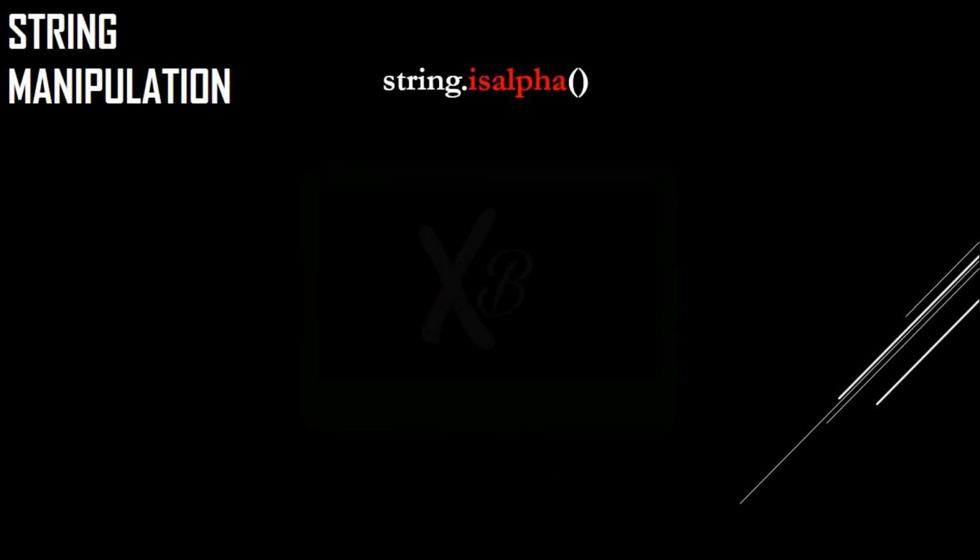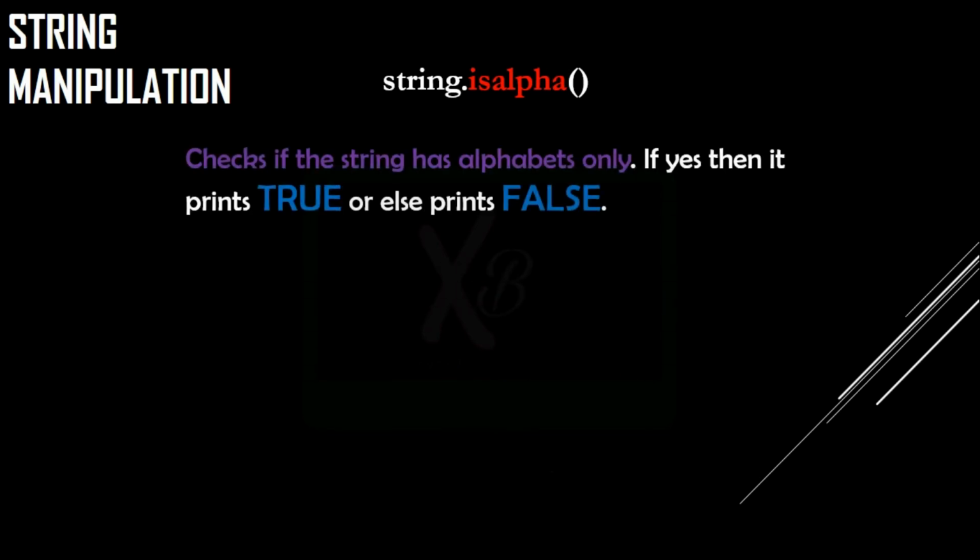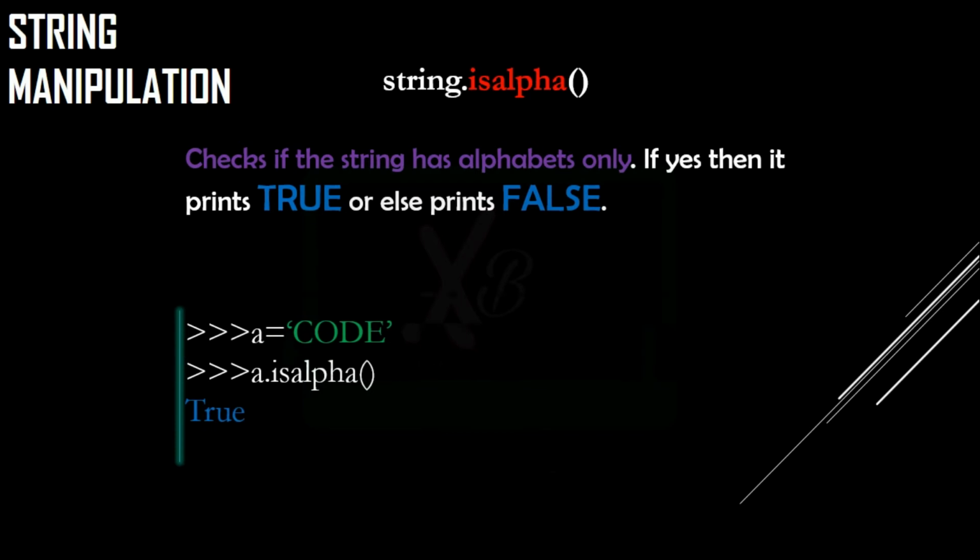Next, string.isalpha. You see it's alpha. What happens here: it checks if the string has alphabets only. If yes, it prints true, or else prints false. So the whole string should contain all alphabets, no numbers, nothing. So a is equal to code, and then you can see a.isalpha. It checks if the variable a has all alphabets. If yes, it's going to print true. Similarly, if I write 24/7, I have included a number and a special character, the slash, so it's going to give me false, because not all the characters in the string a are alphabets.